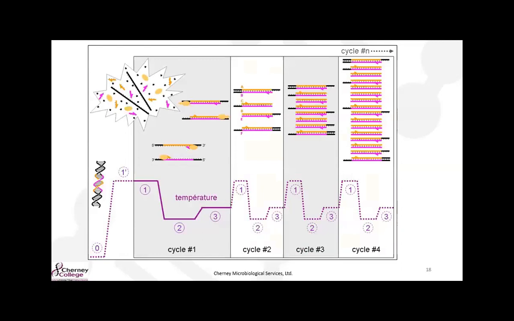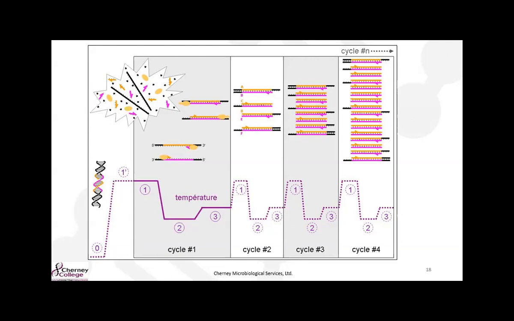So here's another way of looking at it. At time point 0, we've got one strand of DNA, and the purple line here indicates an increase and decrease in temperature. We increase it to 95 degrees and those strands split apart. Then it decreases down to number 2, where those primers specific to our pathogens attach to those single strands of DNA if they're present. It increases the temperature slightly, and it's able to extend that DNA into two separate strands. So we went from one strand to two strands, and that was just in cycle 1.